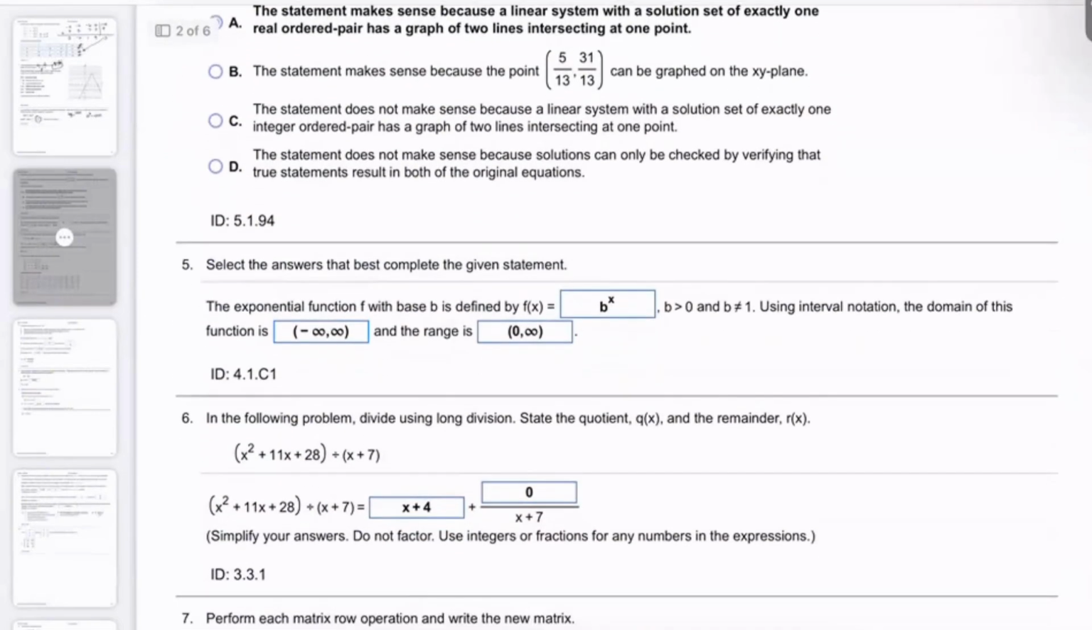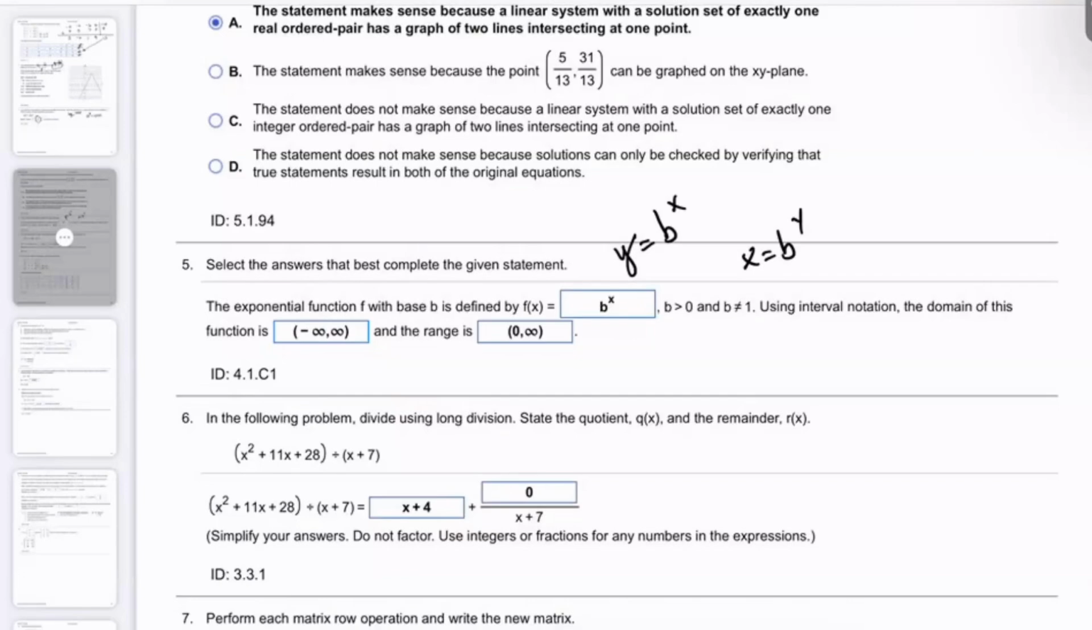For number 5, just has multiple parts. So the exponential function f with base b is defined as f of x equals b to the x. In your book, it might be also written as y equals b to the x. There are times when it's also written x equals b to the y. So just be mindful of that.